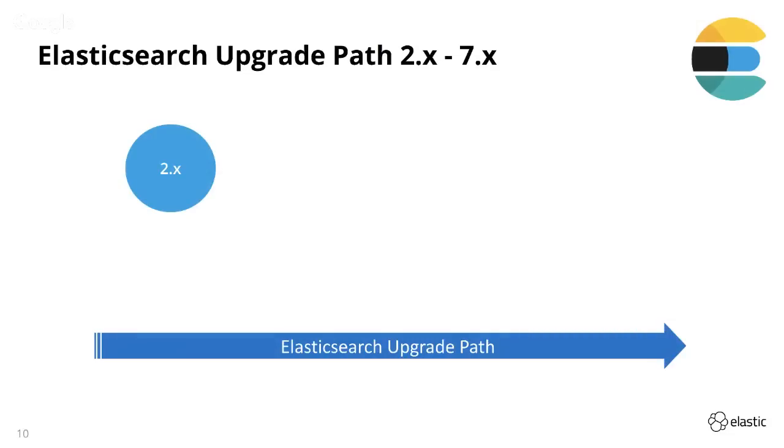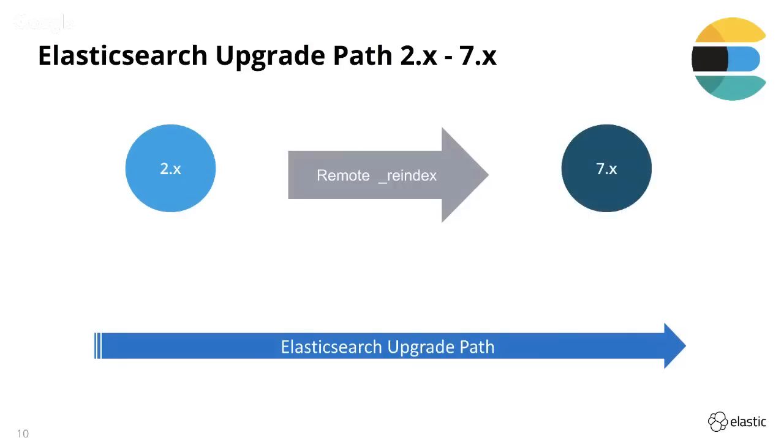So when you're upgrading your Elasticsearch instance, obviously we have many different versions, from 1.7 to 2.x and all the way up to 7. So let's start off with if you're at the 2.x era in terms of your version. Well, how are you going to upgrade your cluster from 2.x to 7.x? You could go through an upgrade from 2 to 5 to 6 to 7. However, it may be easier to do a remote reindex into 7.x.